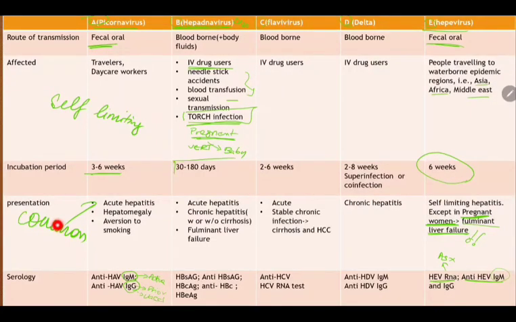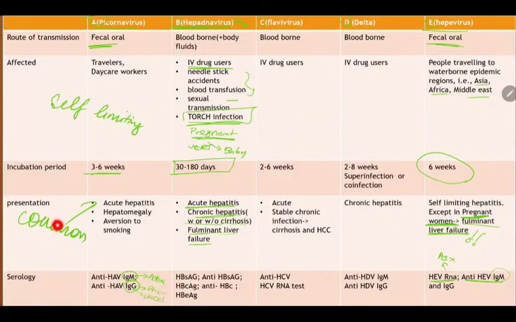The incubation period is a bit more. It's 30 to 180 days. And it can cause acute hepatitis. It can present in 3 forms, basically acute hepatitis, chronic hepatitis with or without cirrhosis, and fulminant liver failure.